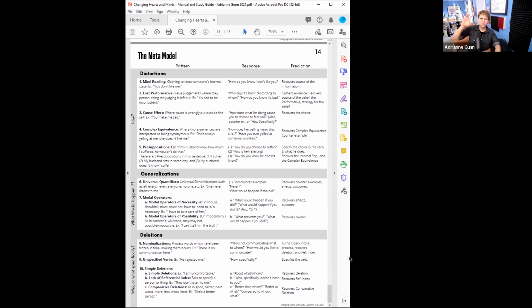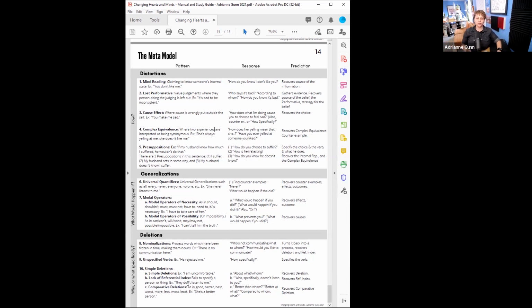So this page is broken into the distortions that you might hear, generalizations you might hear, and deletions that you might hear. So in deletions, there's unspecified verbs. He rejected me. And the question is, how specifically? Gets to specify the verb, right? I am uncomfortable is a simple deletion. About what or whom? And you get to figure out what they're deleting in that. So this is somewhat self-explanatory.